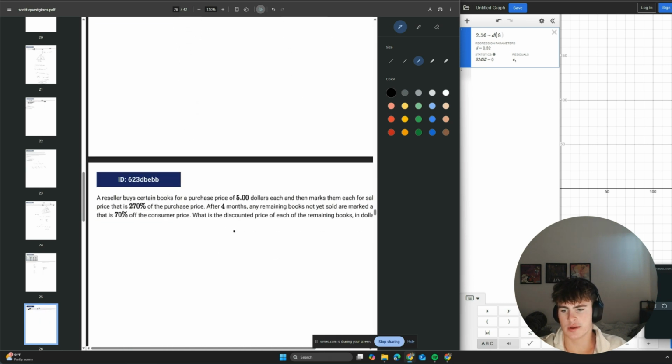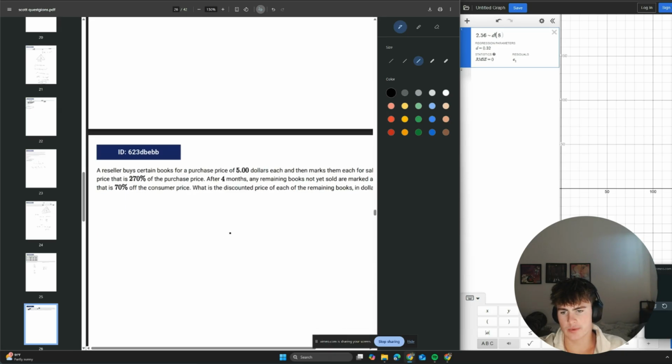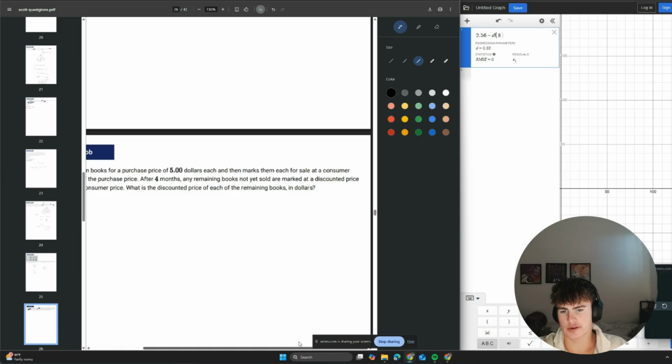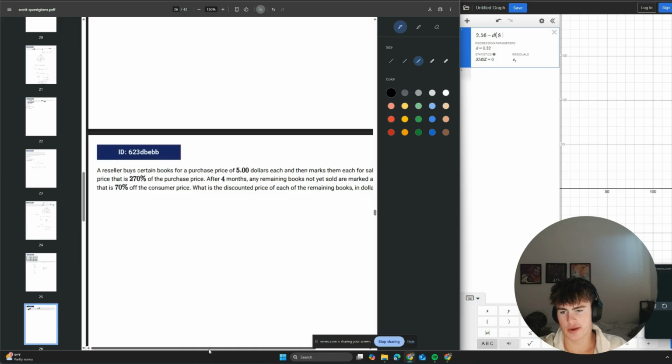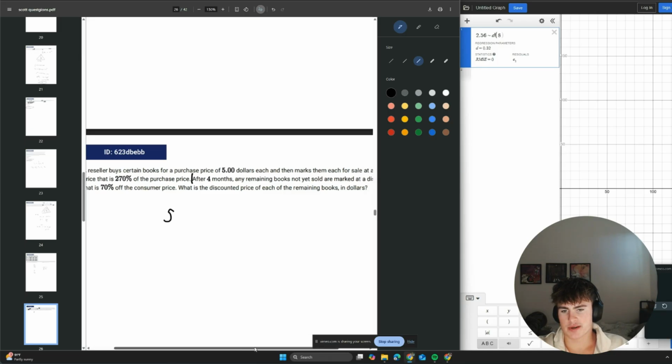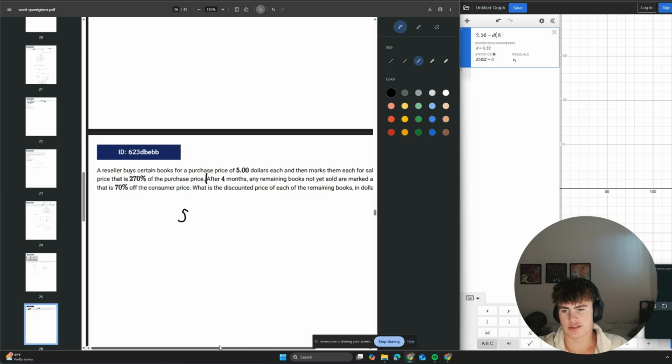A reseller buys certain books for a purchase price of $5 each, and then marks them each for sale at a consumer price that is 270% of the purchase price. So 270% of will be 2.7. So I'm going to multiply this by 2.7 to get 13.5.